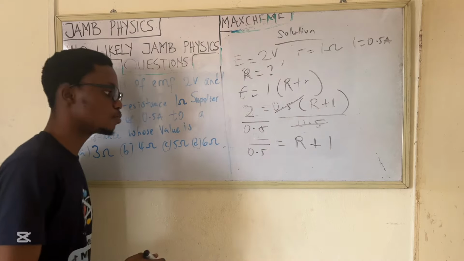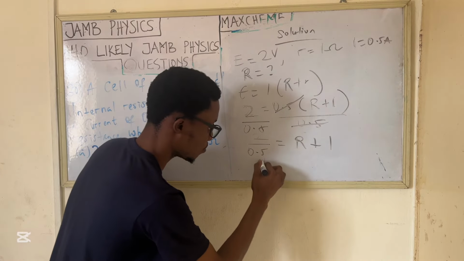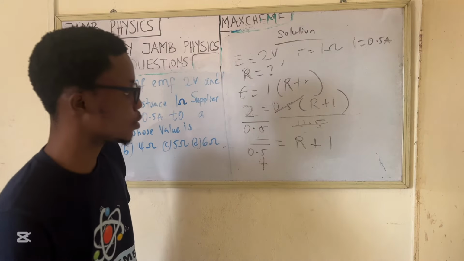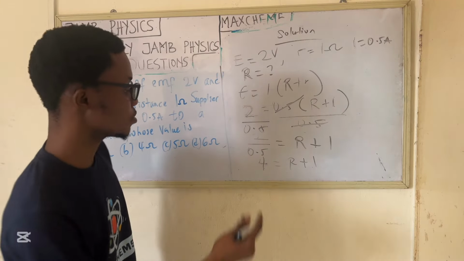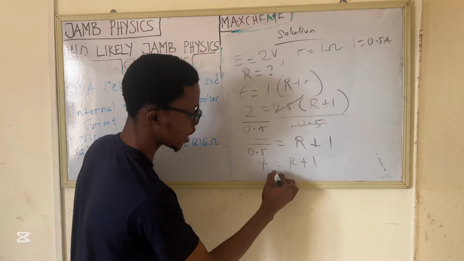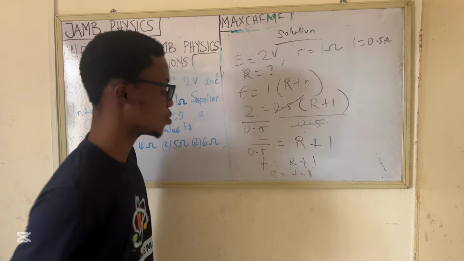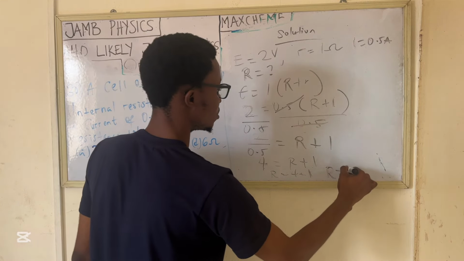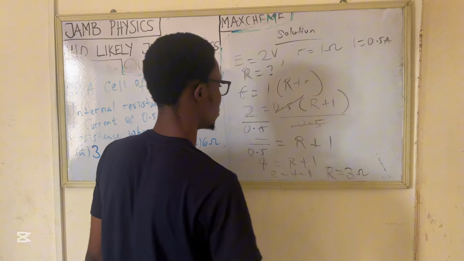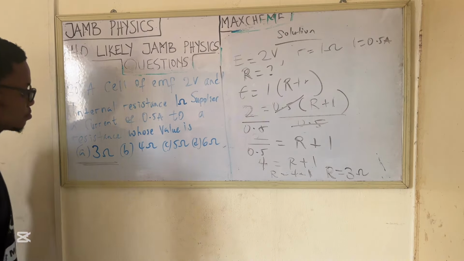Then 2 divided by 0.5, that's 2 divided by half, will give us what? 4. Then in this case we have R plus 1. Then if we want to get our total resistance, R is equals to what? 4 minus 1. So we have our total resistance is what? 3 ohms. So the correct option here is option A.